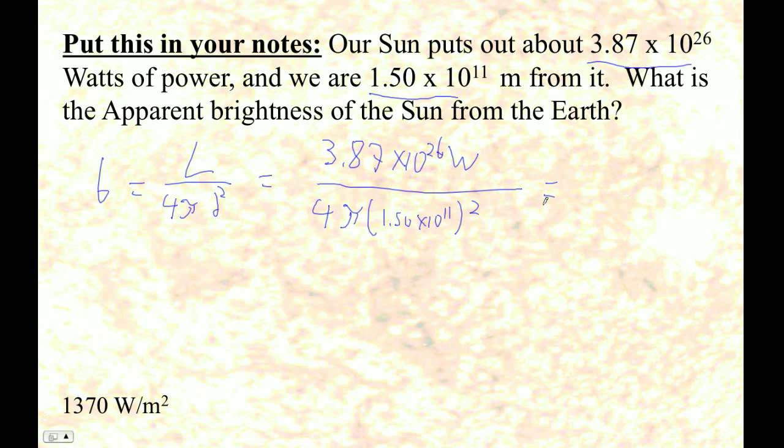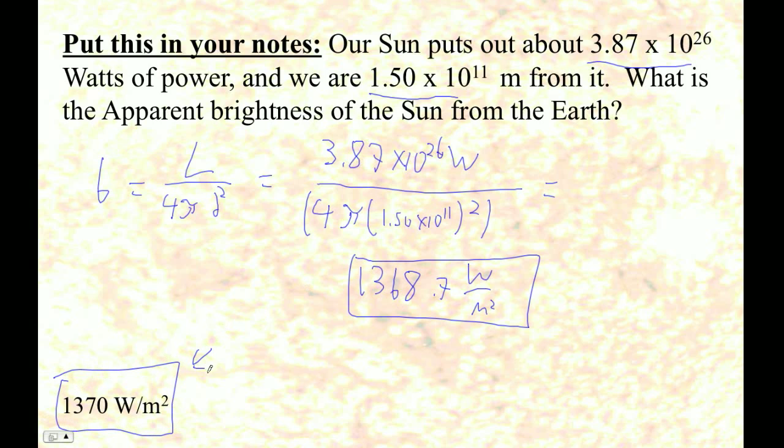That is 3.87 e26 divided by, and you've got to put the whole denominator in parentheses with these calculators, unless you've got that fancy upgraded TI-84. So divided by 4 times pi times 1.5 e11, squared. Are we ready for this greatness? I'm getting 1368.7 watts per square meter. So the sun is pretty bright, definitely the brightest object in the sky. With 3 sig figs, we'd round it to that.